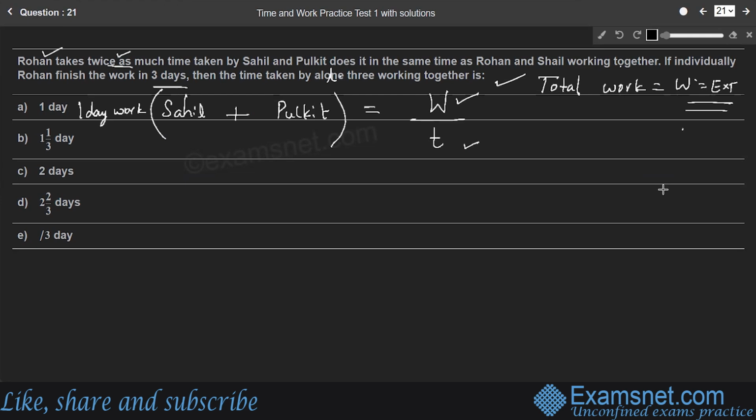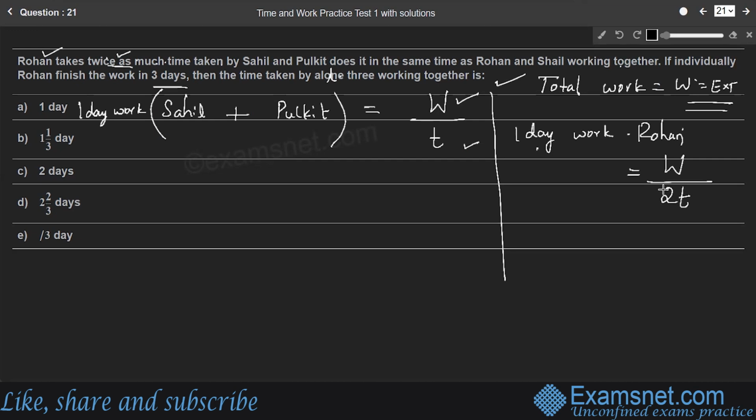So here Rohan takes twice as much time as Sahil and Pulkit do. Therefore, we will take one day work of Rohan. He takes twice the time taken by Sahil and Pulkit. Therefore, time taken by Rohan becomes 2 times T to complete W amount of work. Therefore, his one day work, or his efficiency, becomes W by 2T.